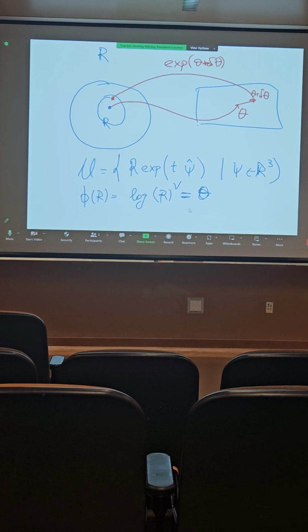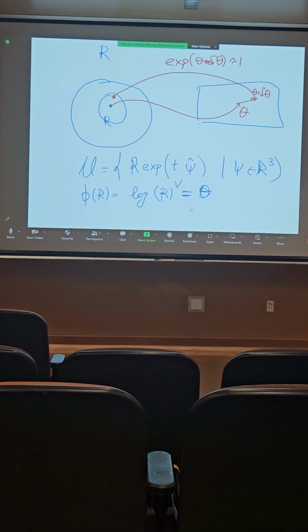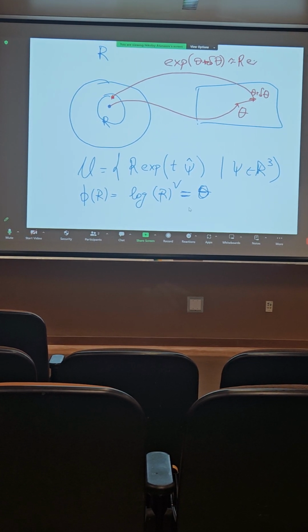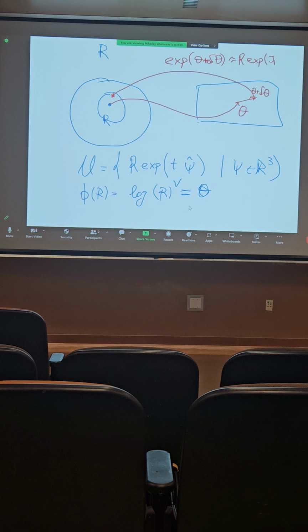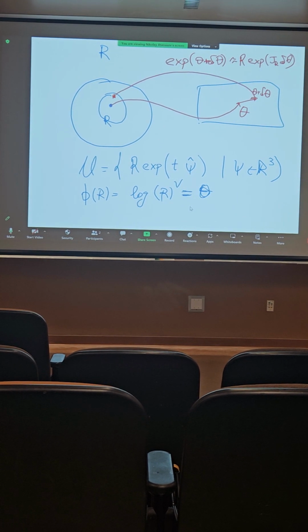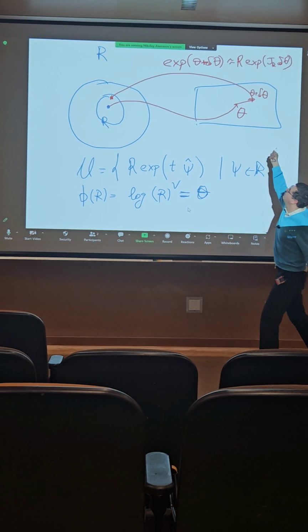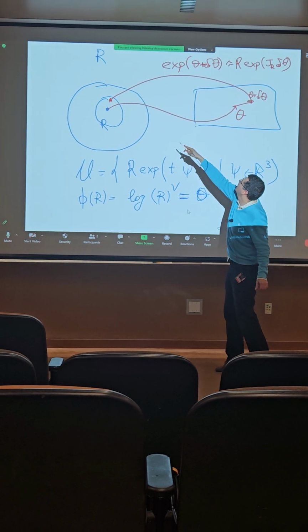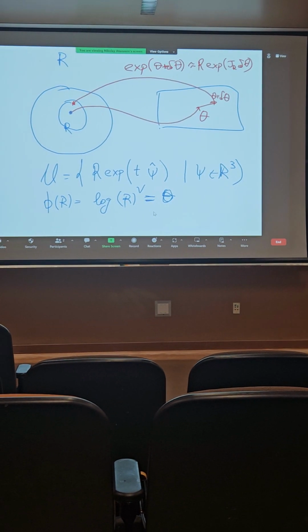rotation, and we know from BCH that this is about R times exp of J_r times delta theta. So that would be the new one. So if I move in this tangent space and apply the exponential, I'm going to get back to a point that looks like this.